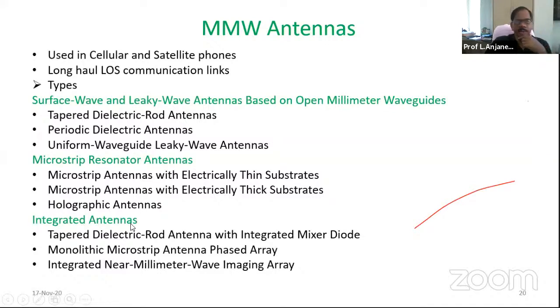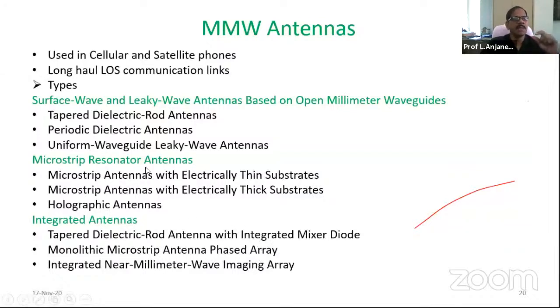Similarly, there is another category called integrated antennas. Again, there are categories called tapered dielectric rod antenna with integrated mixer diode, which are actually used for active applications, and similarly, monolithic microstrip antenna phased array. That means we build an array antenna. Instead of one element, we will have several elements. I have some array fundamentals which I'll show you now. They are made of monolithic microstrip antennas, which are designed and fabricated with special techniques. Then we have the integrated near millimeter wave imaging array antenna.